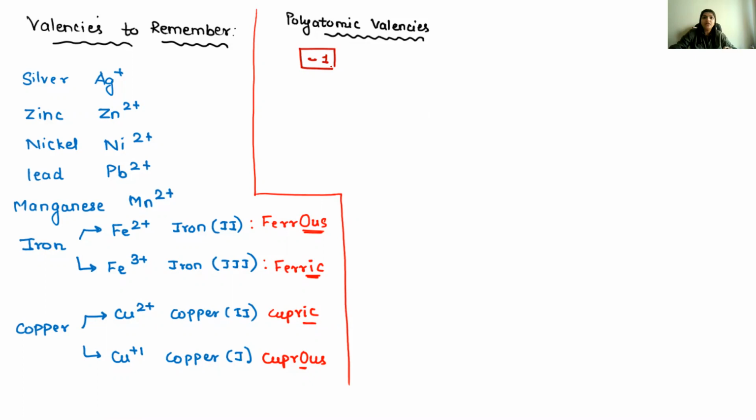So talking about -1 valency in the polyatomic ions. So -1, we have hydroxide.